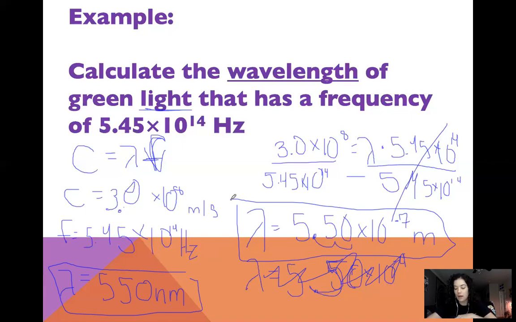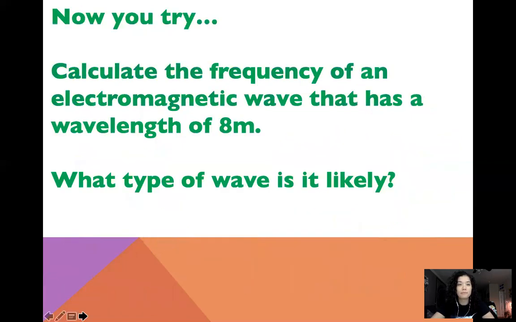And if you were to go back and look at your electromagnetic spectrum, you should see that green light is somewhere in that 550 range. All right, we're going to move on before I say anything else stupid. I want you to try this. You've got to calculate the frequency of an electromagnetic wave that has a wavelength of 8 meters. Once you do your calculation, I want you to tell me what type of wave it most likely is. Please pause me, put up your answer, and then when you're ready, resume and I will walk you through the problem.